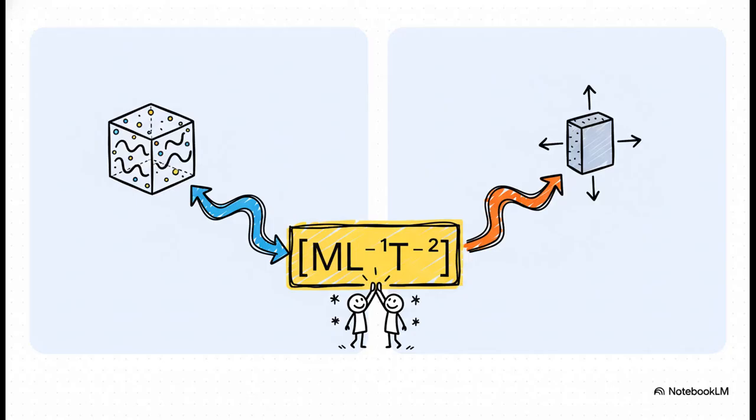So check this out. What on earth could energy density possibly have in common with Young's modulus? They seem totally unrelated, right? Well, let's just look at their dimensions. When we break them down to their basic mass, length, and time components, look at that. They both simplify to M L^-1 T^-2. They're dimensional twins. This is a classic question they love to ask on the NEET.